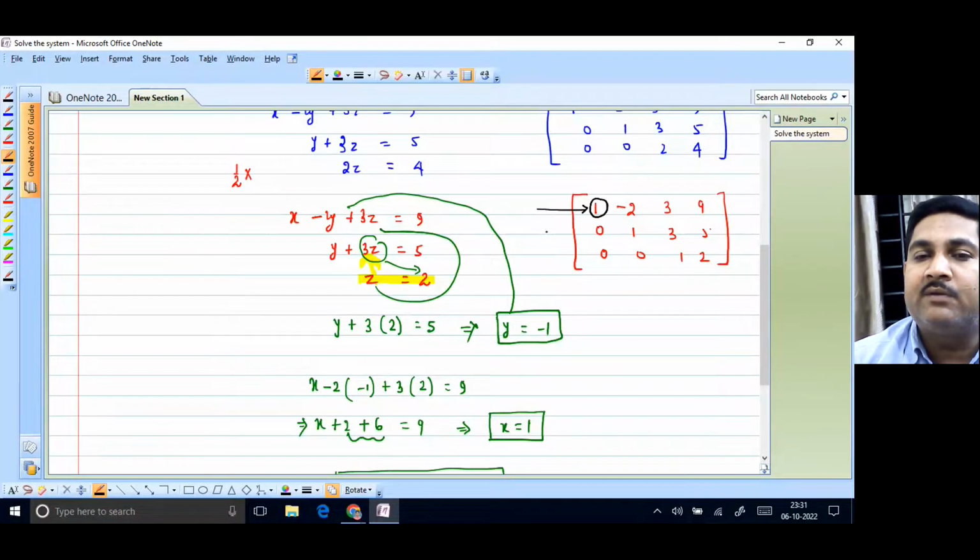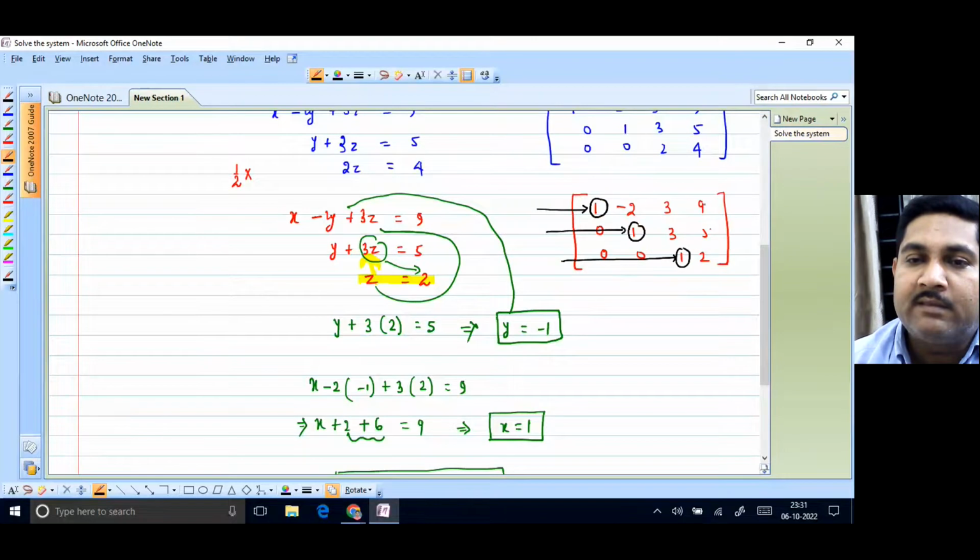In the second row, the first non-zero entry I am marking. And in the third row, the first non-zero entry I am marking. So now you can see here that in the last column, I am highlighting it. In the last column, there is no pivot, and this indicates that the system is solvable, right?